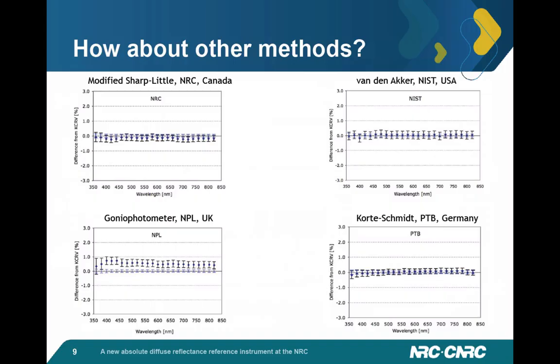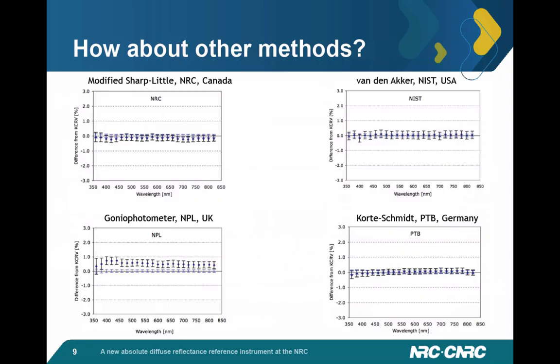And then what we look at, and that's what's shown in these plots, is just how the results returned by a specific laboratory differ from this key comparison reference value. So on the top left is our result. On the right-hand side are results from NIST and PTB in Germany. These are both integrating sphere techniques as well.